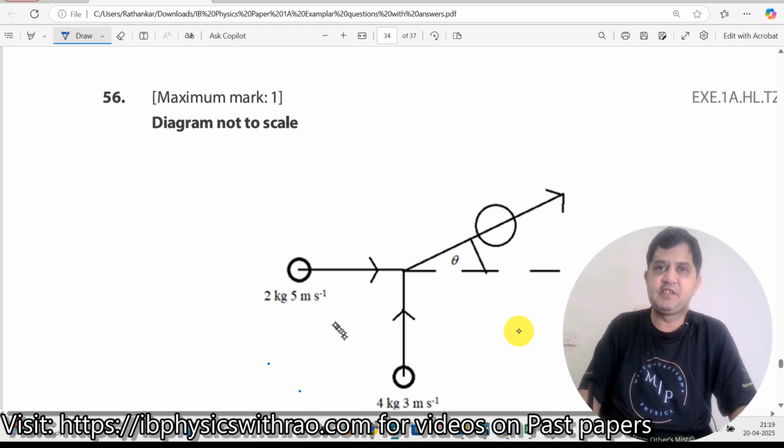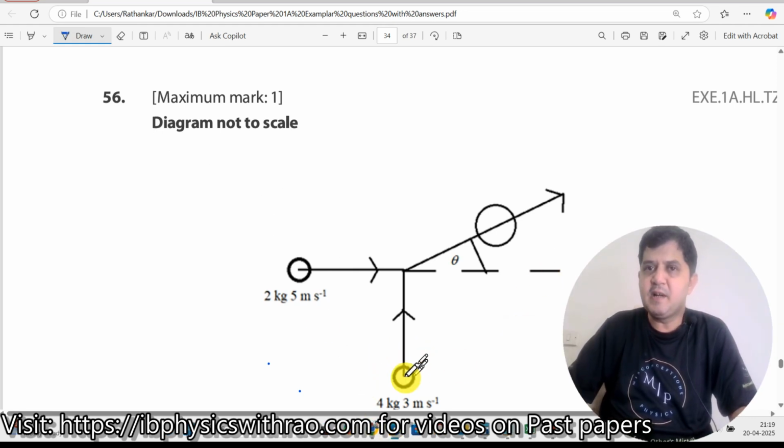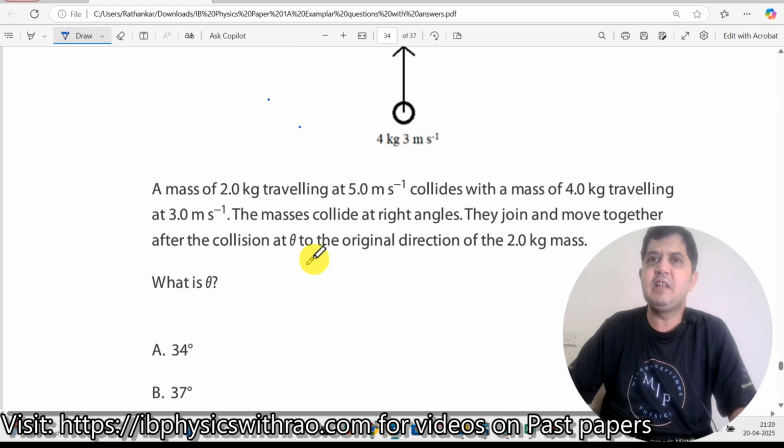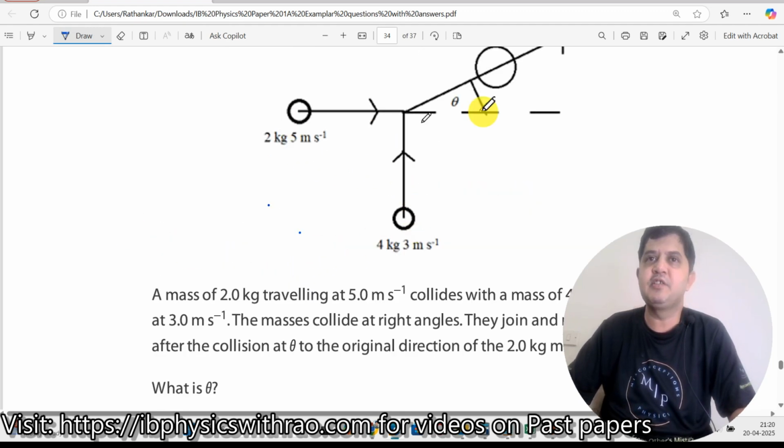Question number 56. There are two masses given over here, which have been hitting here and are going like this. Read the question. A mass of 2 kg traveling at 5 meter per second collides with a mass of 4 kg traveling at 3 meter per second. Going like this, and they collide. The masses collide at right angles.